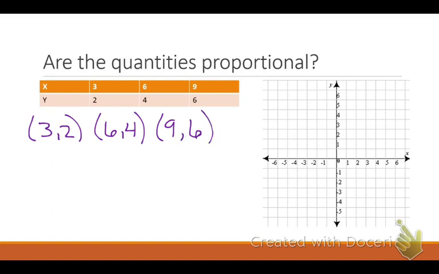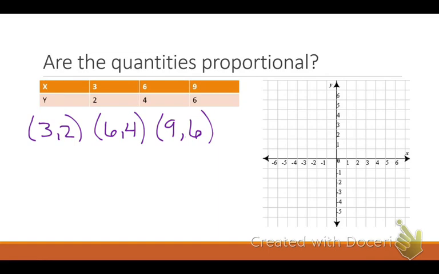Okay, remember it's 6, 4, the X comes first. That's a good point to make too. Remember, the X value always comes first in the ordered pair. Don't write it backwards. So we're matching them up. Yes, X, Y here, but X always comes first and then Y.